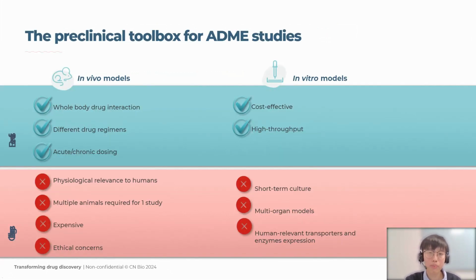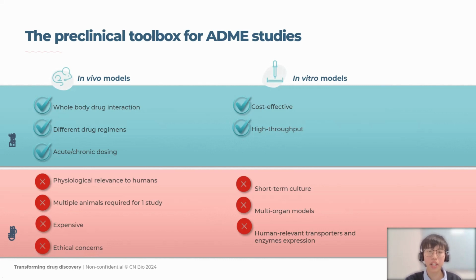So let's start off by talking about the benefits of the models. The reason why animal models are still a common approach for drug studies is because of the ability to model the whole drug-body interaction. Some animals, such as mice, are easily manipulated to accommodate different dosing conditions. That could include different dosing regimens, and they also have the ability to model both acute and chronic dosing.